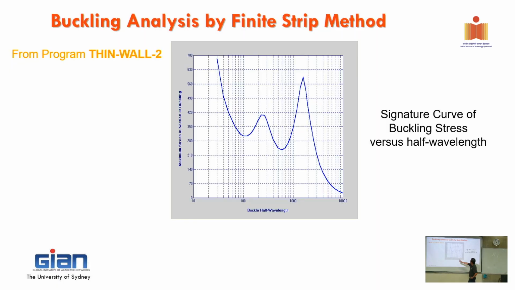So this one gives you halfwave length, okay? And this is the number. So it goes up to about 10,000 millimeters. It's 10 meters. And this is 100, 100 meters halfwave length, okay? So this is the signature curve between the buckling stress versus the halfwave length.